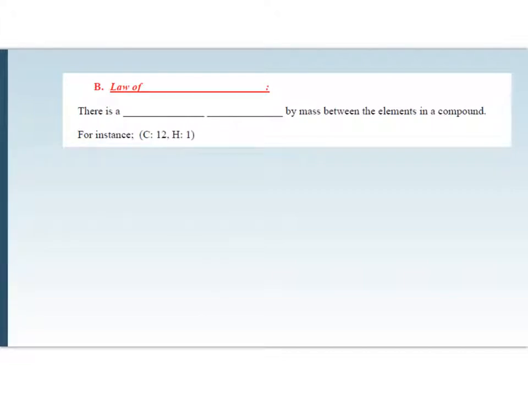Now the second law. Second law is law of constant proportions. Sometimes it is called law of constant ratio. So ratio and proportion, they are similar words, which means there is a constant ratio by mass between the elements in a compound.